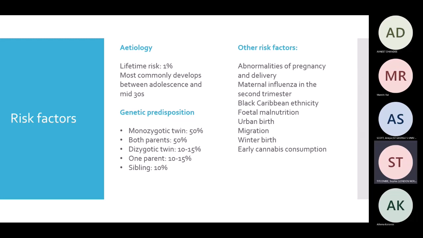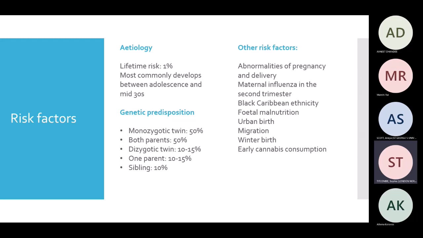So although family history and genetic predisposition is considered our strongest risk factor, we've obviously got lots of other risk factors present, including things like abnormalities of pregnancy. So if your mum got flu in the second trimester, that's apparently a risk factor for schizophrenia. Things like Black Caribbean ethnicity, migration and winter birth are also risk factors. I've grouped those ones together because they think it's to do with the impact of vitamin D and that potentially causing schizophrenia.